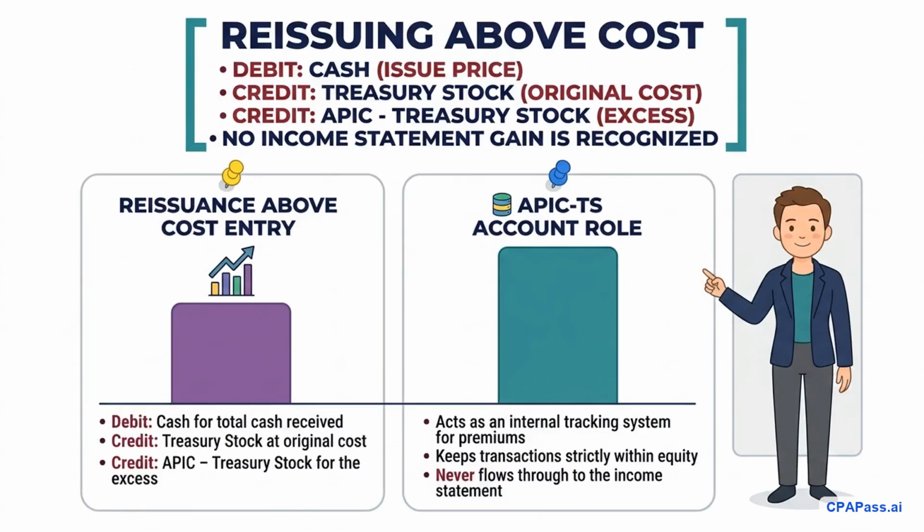What happens when we reissue these Treasury shares above their acquisition cost? Suppose we sell those $20 shares to new investors for $25. We debit cash for $25 per share. Next, we credit Treasury stock to remove the shares at their original cost of $20. The extra $5 is not a gain on the income statement. Instead, we credit additional paid-in capital from Treasury stock. This APIC account acts as an internal tracking system for the premium received, keeping these transactions entirely within the equity section and bypassing net income.